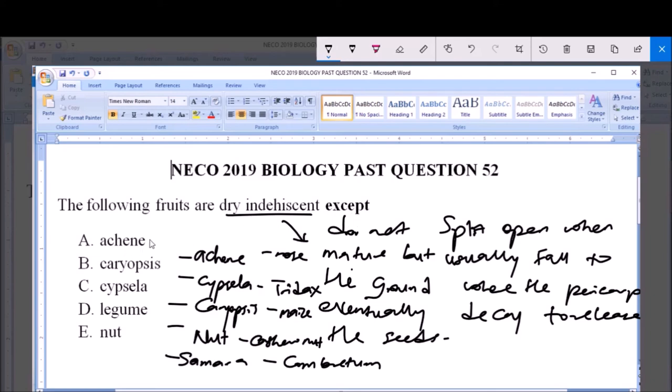And from this we see that achene is a dry indehiscent fruit, as well as caryopsis, as well as cypsella and nuts. But option D here, legume, is not a dry indehiscent fruit. Legume is a dry dehiscent fruit. So legume is a dry dehiscent fruit.